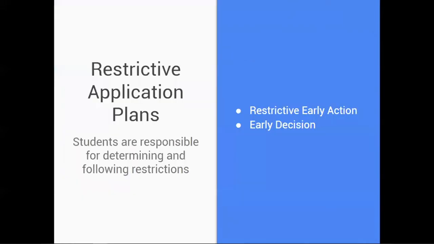All right, thank you, Jess. Jess talked about the non-restrictive application plans, and now we're going to talk about the restrictive application plans. What that means is there are additional requirements in terms of where you are going to be applying and where you're going to enroll after you get accepted. The two that fall under the restrictive application plans are restrictive early action and early decision.